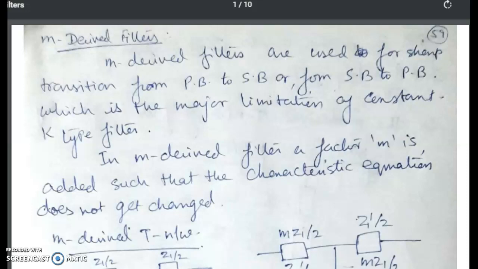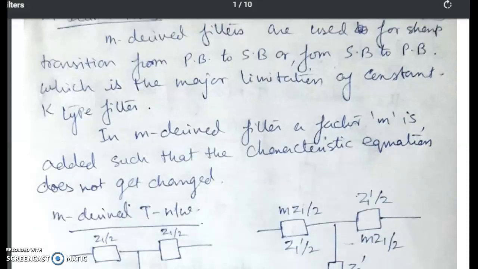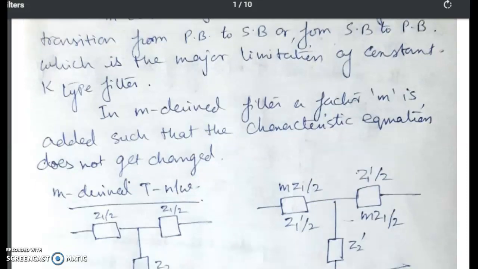So in this lecture we will see the M derived filter. Constant K filter has certain limitations, such as it has a delay, and there is no sharp transition from stop band to pass band or from pass band to stop band. Because of that we are using M derived filter rather than using constant K type filter. In M derived filter, a factor M is added such that the characteristic equation does not get changed.